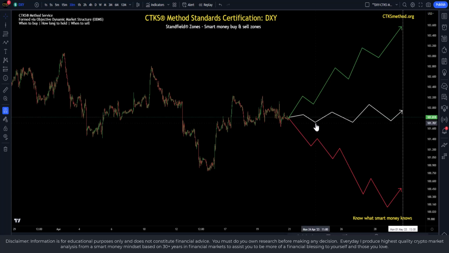The DXY is currently 101.818. Looking at a flat or neutral scenario, bounding between the 101.707 and around the 102.070 mark is on the cards if we just consolidate.